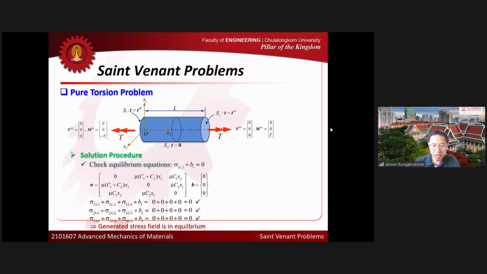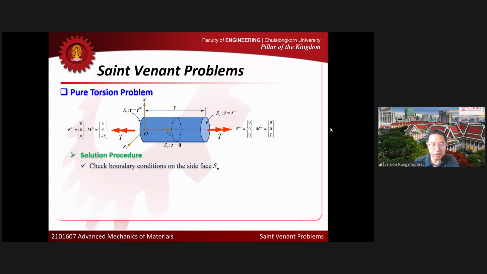The last thing we have to check is the boundary conditions, right? So that is the most important part. Okay. So first we look at the side face.